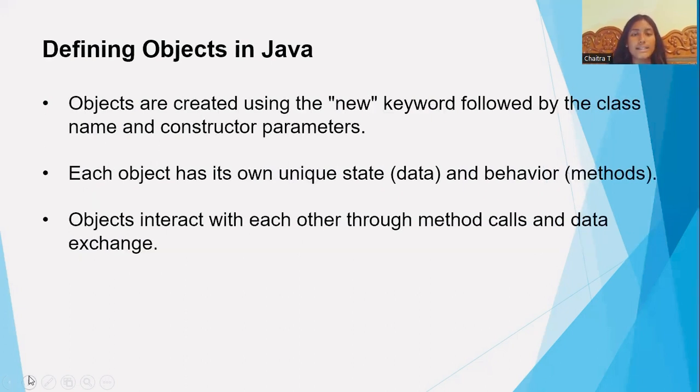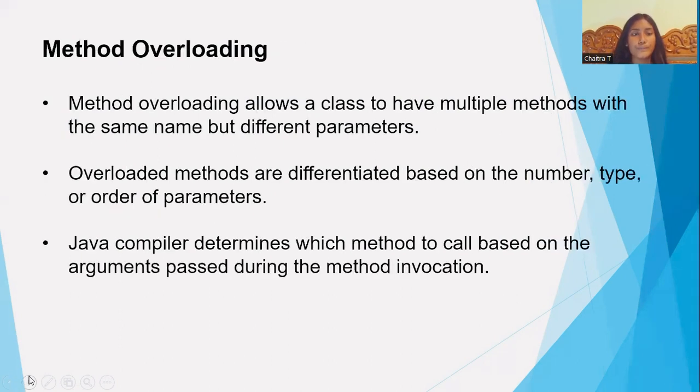Defining objects in Java. Objects are created using the new keyword followed by the class name and the constructor parameters. Each object has its own unique state and behavior. Objects interact with each other through method calls and data exchange.